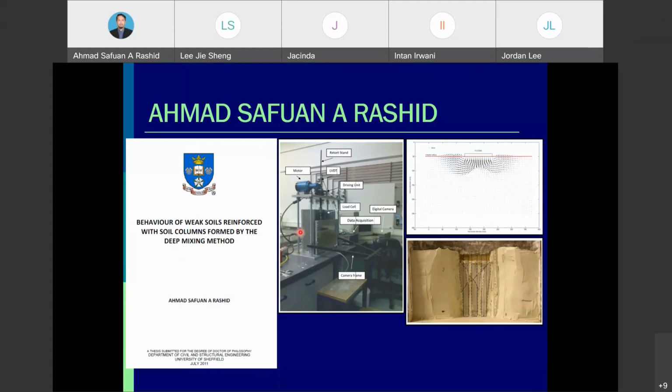I used 1g, or small scale, physical modeling. The equipment is what we call a strain control system, whereby we apply a load on the treated soil and at the same time record the deformation and also the pressure or load applied on the footing. At the same time, a camera was used to capture the movement or deformation of the soil.